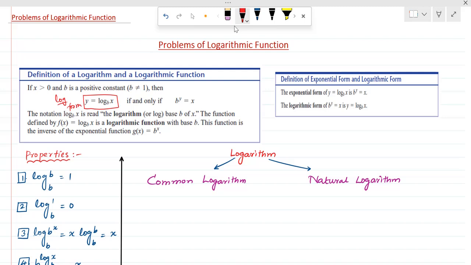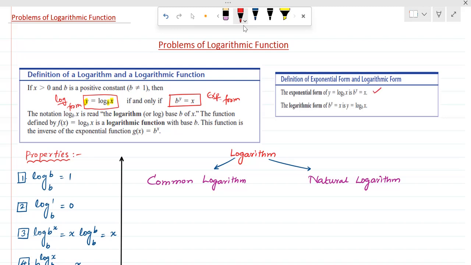How will you convert this into the exponential form? I can write it as b raised to the power y equals x. So this is the exponential form. And this is what we have written here.